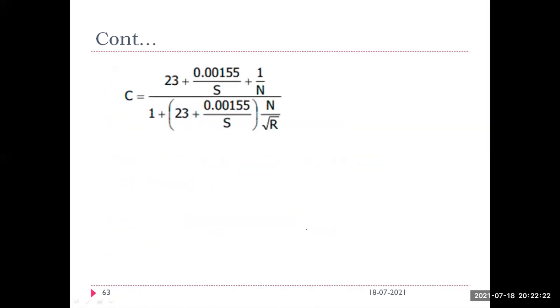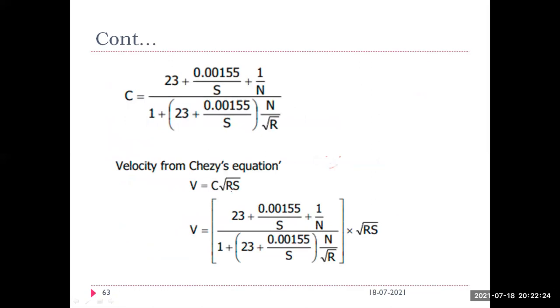If you see the equation, V is equal to C root R S. You will know V, the velocity, so you can solve for S using this equation. You can use the trial and error method also. Just simplify the equation, substitute the N value and R value. So you calculate, and that is the bed slope of the channel. So this is the second case of the design of a canal by Kennedy's method.